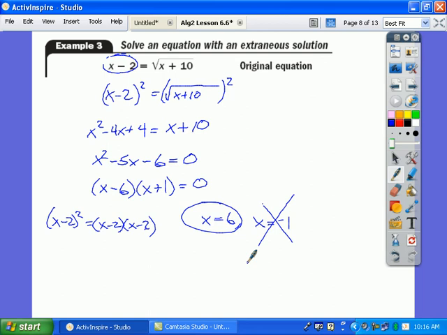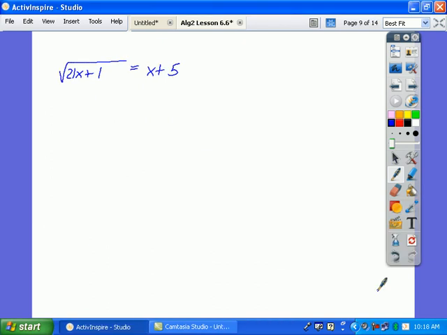All right, let us try one more problem here today, and we'll call it a day for now. Okay. So again, it's very similar to the last one. I have a square root on one side. I want to get rid of the square root. The way that I do that is by squaring both sides.